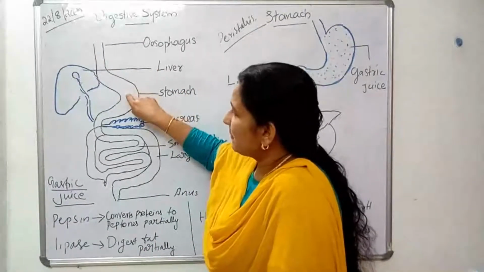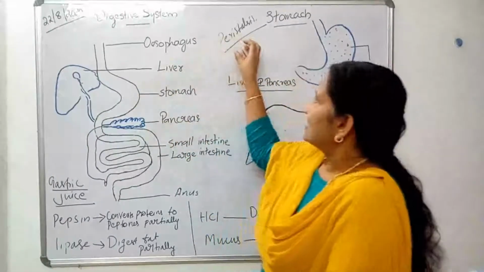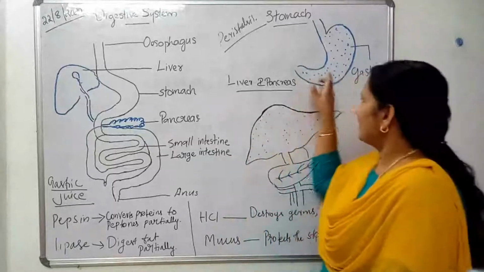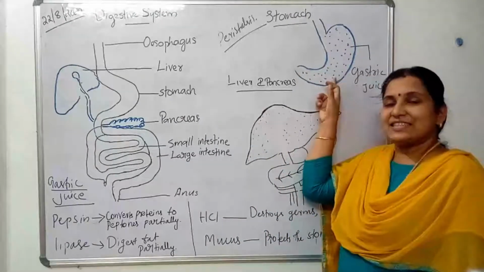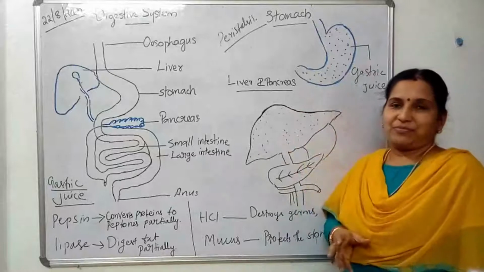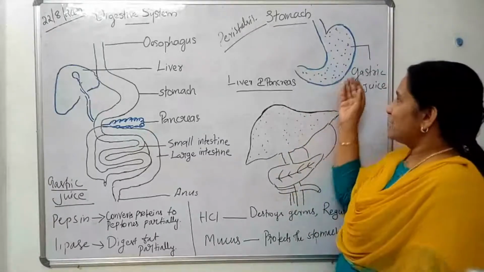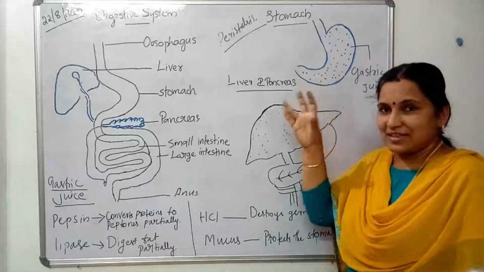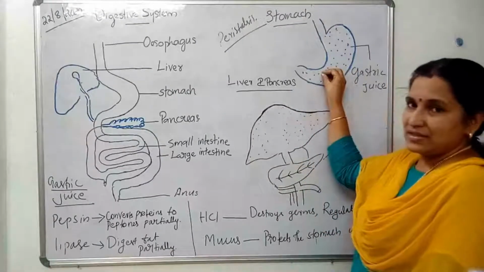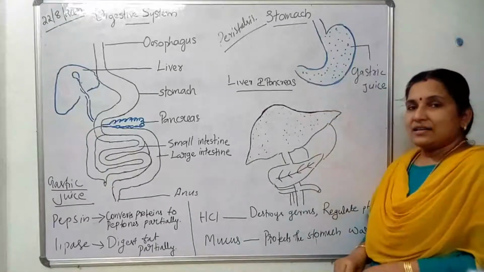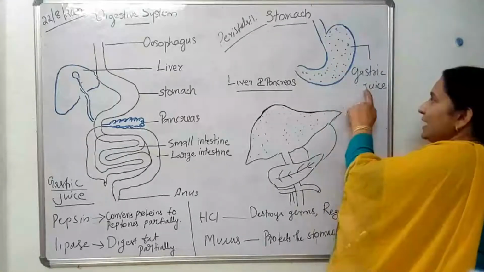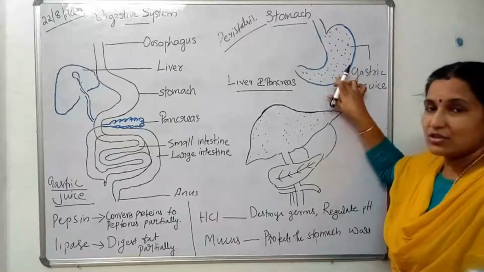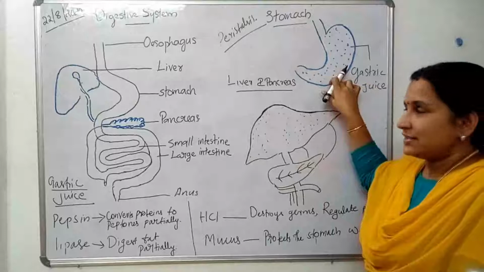From the stomach, there is a strong peristalsis taking place. Because of that, the food changes into a paste form. That paste form of the food is actually partial digestion. So these food materials are acted upon by gastric juice. This gastric juice is secreted by the walls of the stomach.